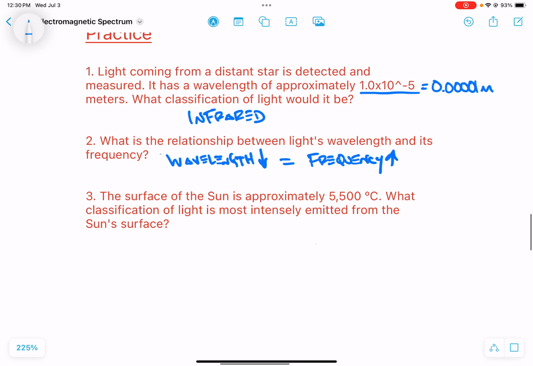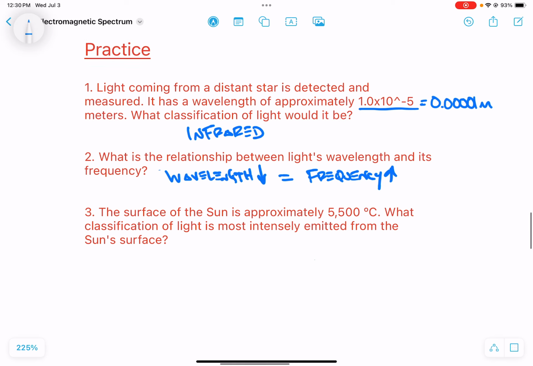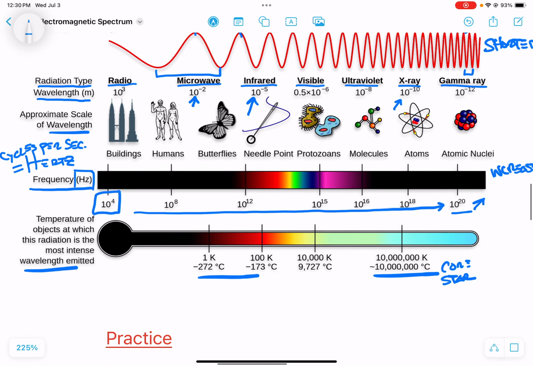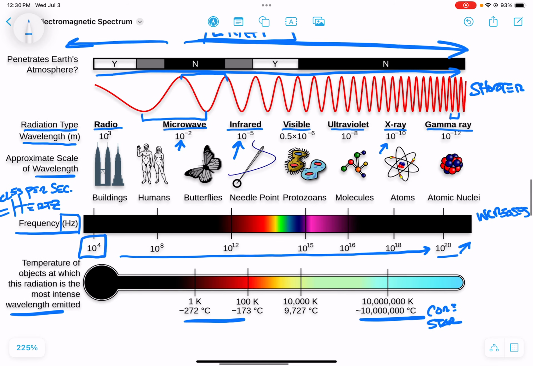Question number 3. The surface of the sun is approximately 5,500 degrees Celsius. What classification of light is most intensely emitted from the sun's surface? Well, the best we can do here is estimate. If we round this, well, we'd say this is about 0 degrees Celsius, okay? That's roughly 0 degrees, and here we're approximately 10,000 degrees. If we split the difference, we're about 5,500 degrees Celsius, okay?